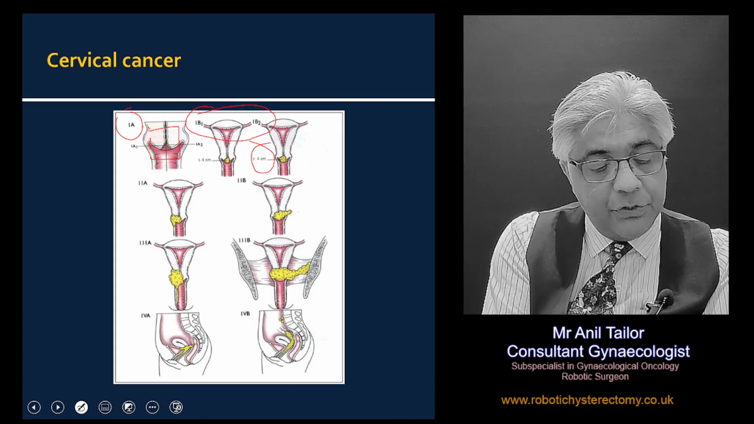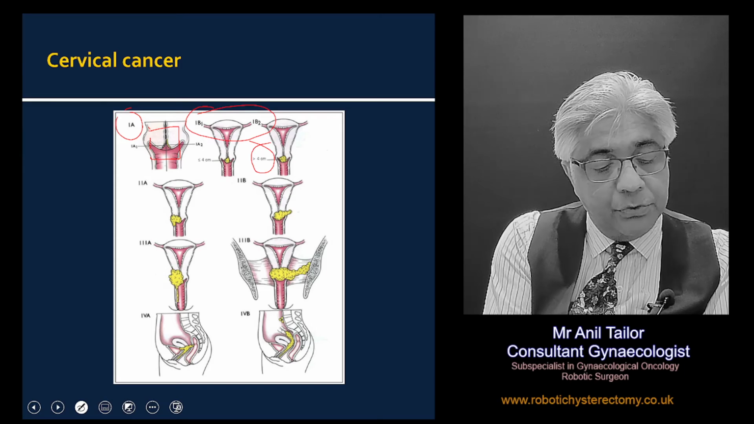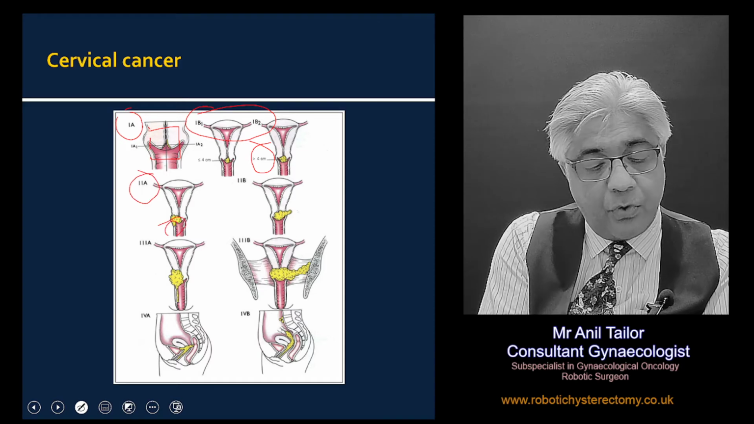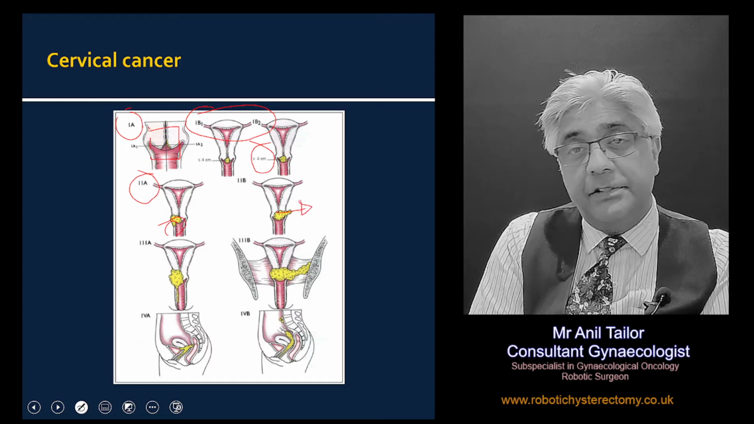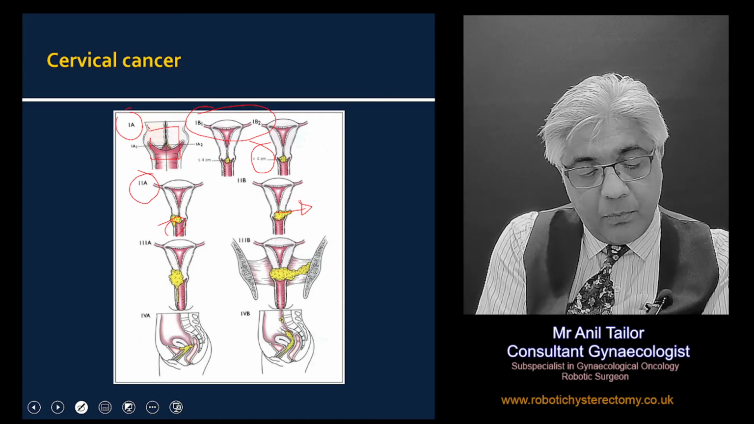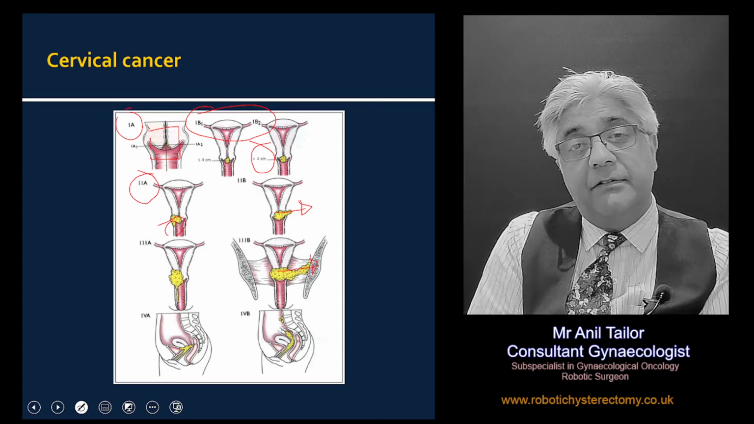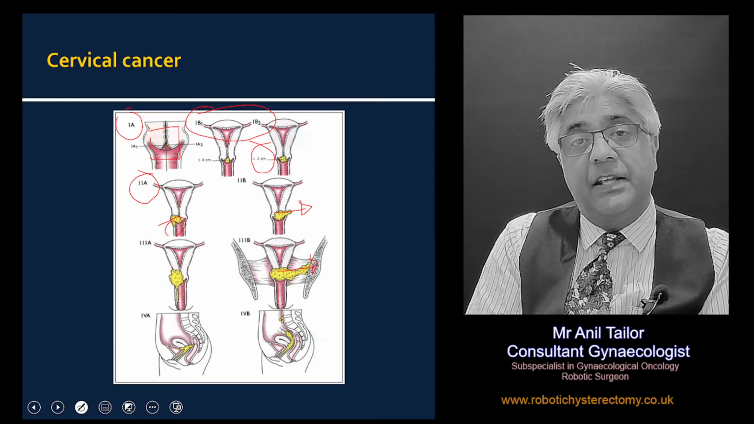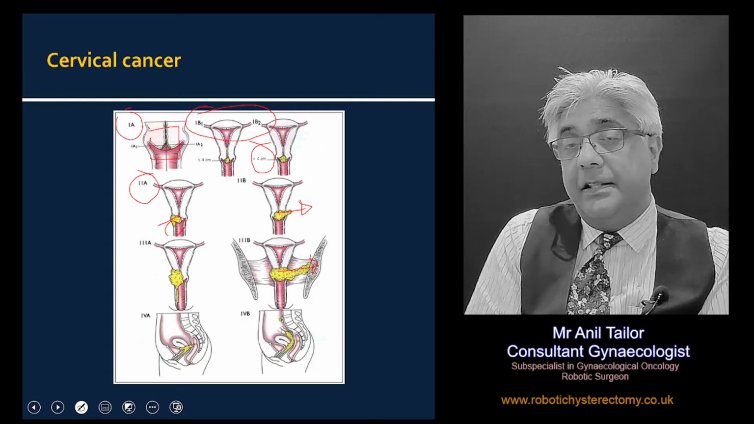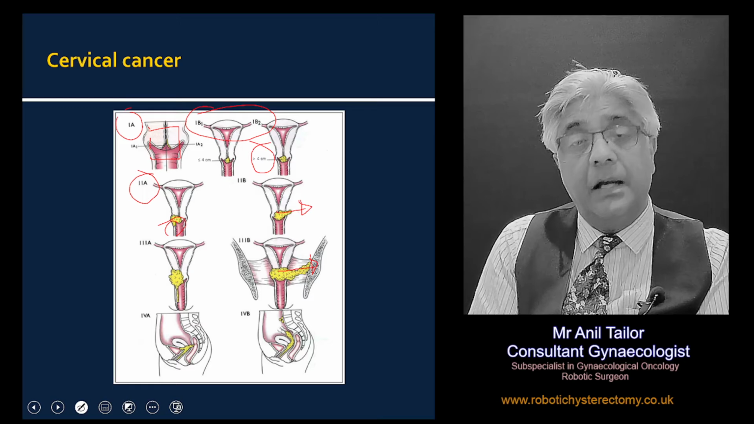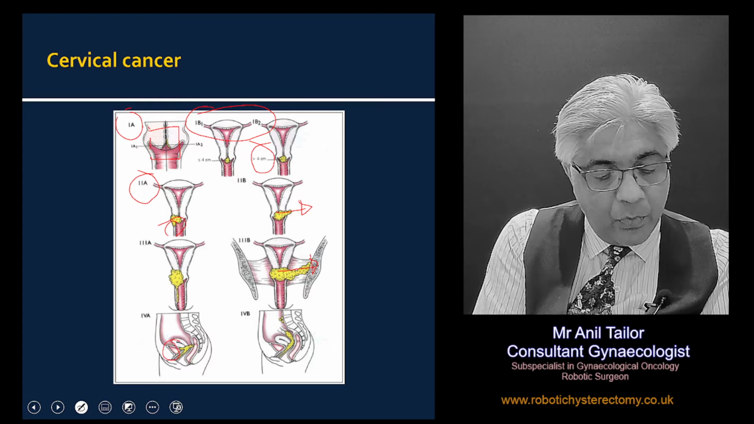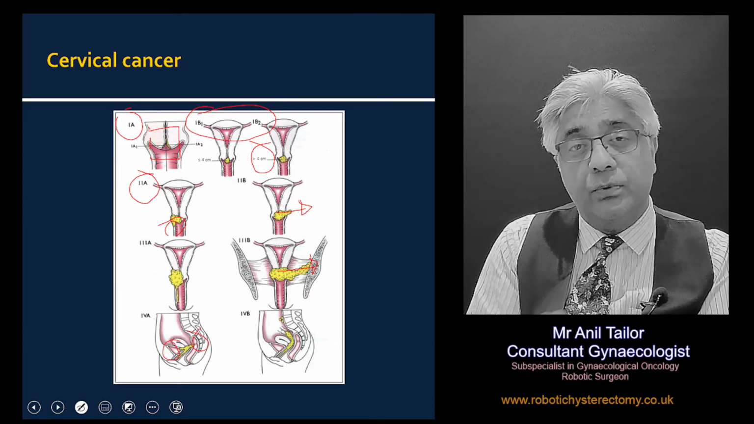Now, if the lesion were to spread onto the adjacent vagina, then it becomes a 2A. But if it were to cross into the ligaments supporting the cervix, then it becomes a 2B. And if the cancer were to spread all the way to the pelvic side wall, then it is a stage 3B. And the last stage is stage 4, when either it has traveled to a distant organ like the lungs or the liver, or it has spread into either the bladder or the back passage. So that's also stage 4.